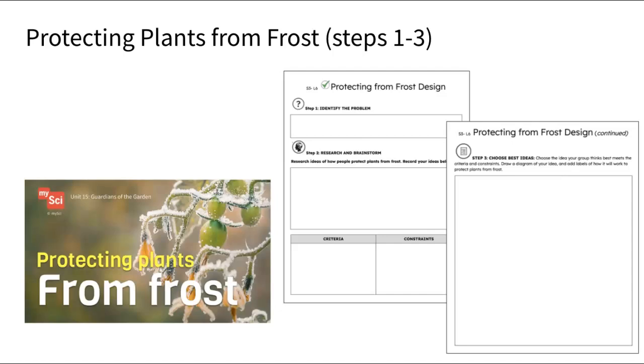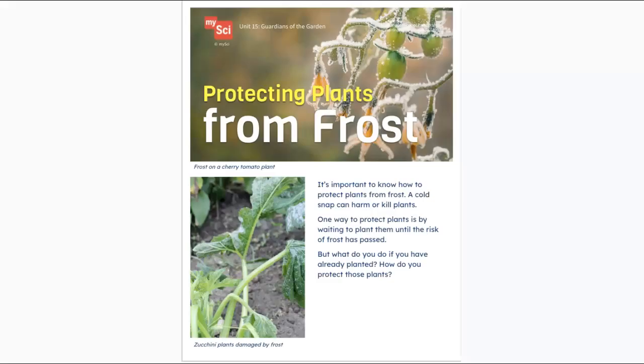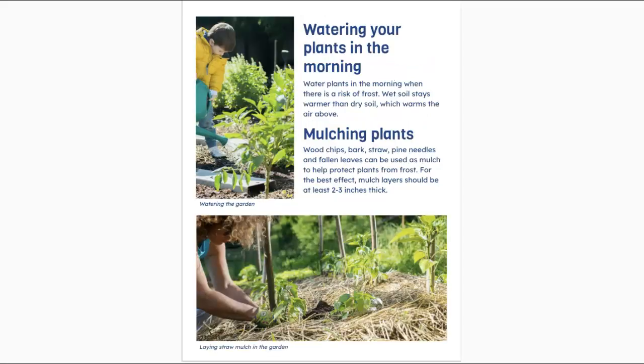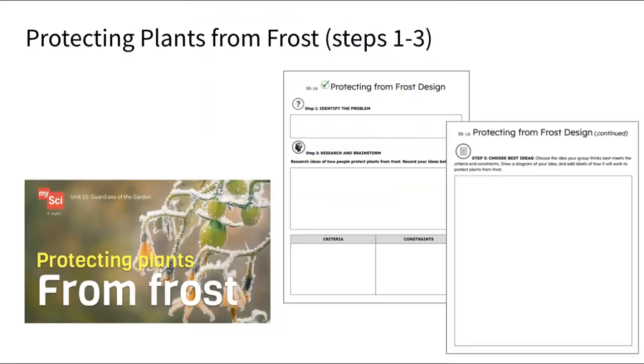Once students are in teams, you'll show them the Protecting from Frost Design student journal page, which will guide them through the process. They'll first fill in the Identify the Problem part. Encourage teams to research possible solutions using the Protecting Plants from Frost reading. You'll have them record research and ideas in the Protecting from Frost Design student journal page.